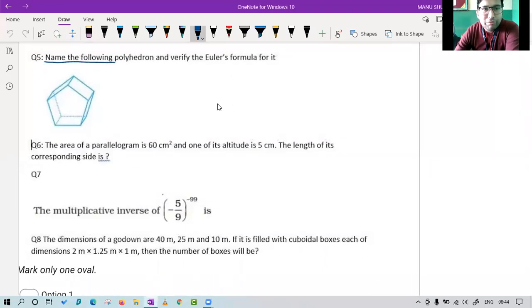Okay, name the following polyhedron and verify Euler's formula for it. So, class, first of all, is this a prism or a pyramid? This is a polyhedron, we all know. So, what do we call these kinds of things? It is not a pyramid, beta. It is a prism. Yes, Vardhan, good. Abhinav, good, beta.